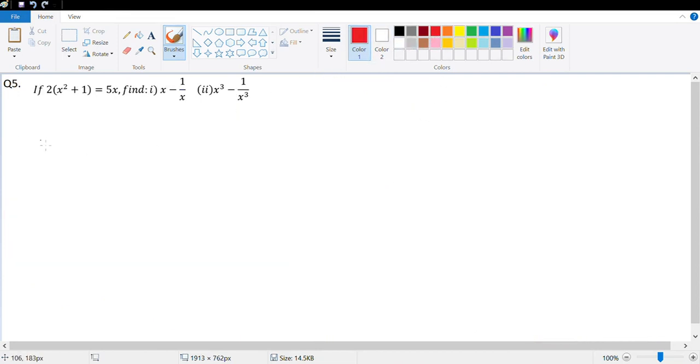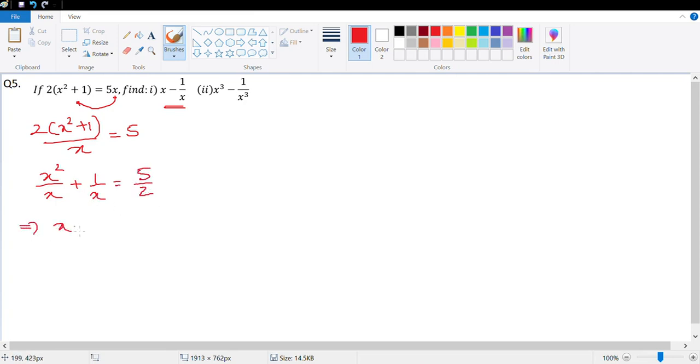Question number 5 says if 2 times x square plus 1 is equal to 5x, find x minus 1 upon x. Now I remember there is no x in the denominator, which means if I take this x on this side, which means I divide it by x, what I'll get is 2 times x square plus 1 upon x is equal to 5. Let's bring this 2 on this side, so I'll have x square upon x plus 1 upon x is equal to 5 upon 2. This gives me x plus 1 upon x is equal to 5 upon 2.